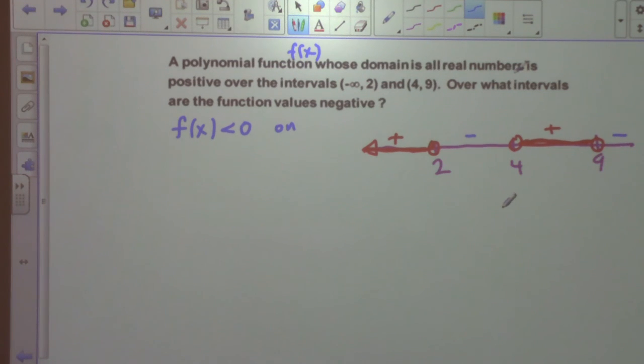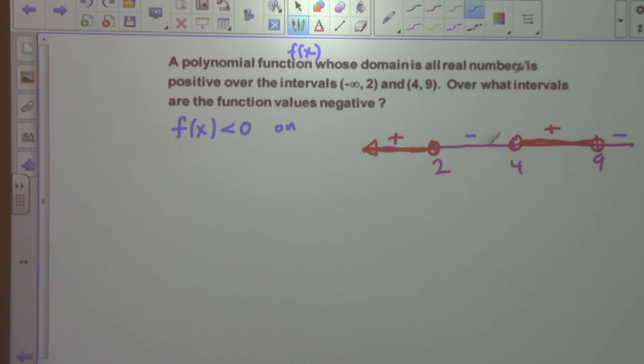Okay, let's continue here. By process of elimination, we know that we're positive here, and so the function is going to be negative everywhere else. Everywhere else the function is not positive, it's going to be negative. Now, it could be at 0, but we're not talking about zeros either, right?